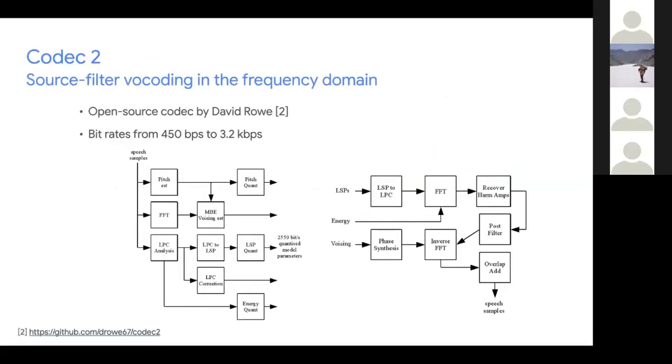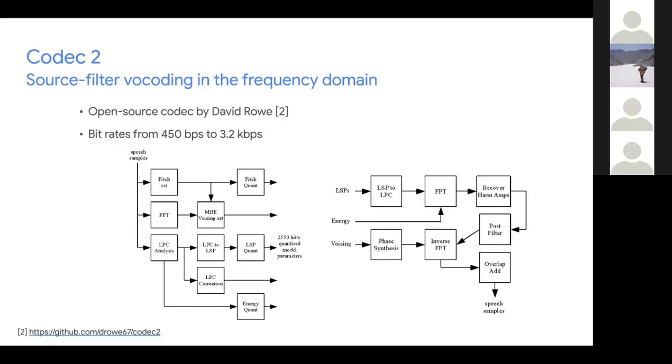And as an example of a source filter vocoder that operates in the frequency domain, I'm taking this open source codec called Codec 2. The good thing with most of the codecs I talked about today is that you can get them and play around with them. David Rowe has built it, and it's based on an old compression scheme called MBE, which stands for multi-band excitation, which is still a source filter based one. It's operating in the frequency domain.